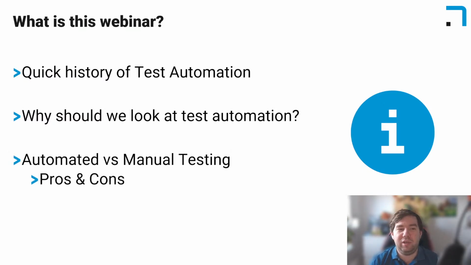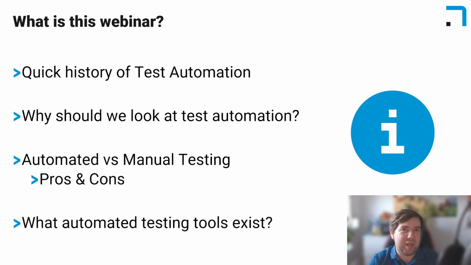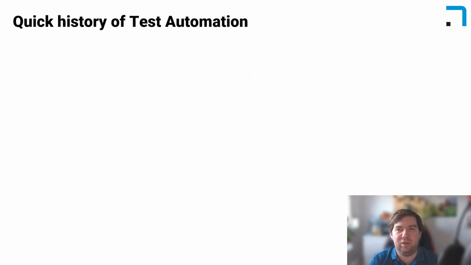Followed by a quick look at automated versus manual testing, the pros and cons of each, because they are both very important in terms of testing, but they do have some slight differences in strengths between them. And finally, a bit of a recap from Daniel's webinar not too long ago, looking at what kind of automated testing tools exist right now and what you can use in your work. So, firstly though, let's have a quick history of test automation.